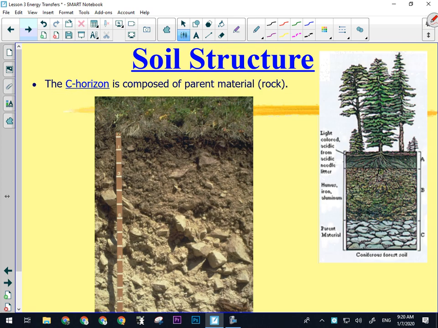All right, and then the C horizon is our chunks of rock. So you can see pretty well here that there are chunks of bedrock in the subsoil, but the further down you go, those chunks of rock are closer together and they become more solid, and that's our parent material there in the C horizon.